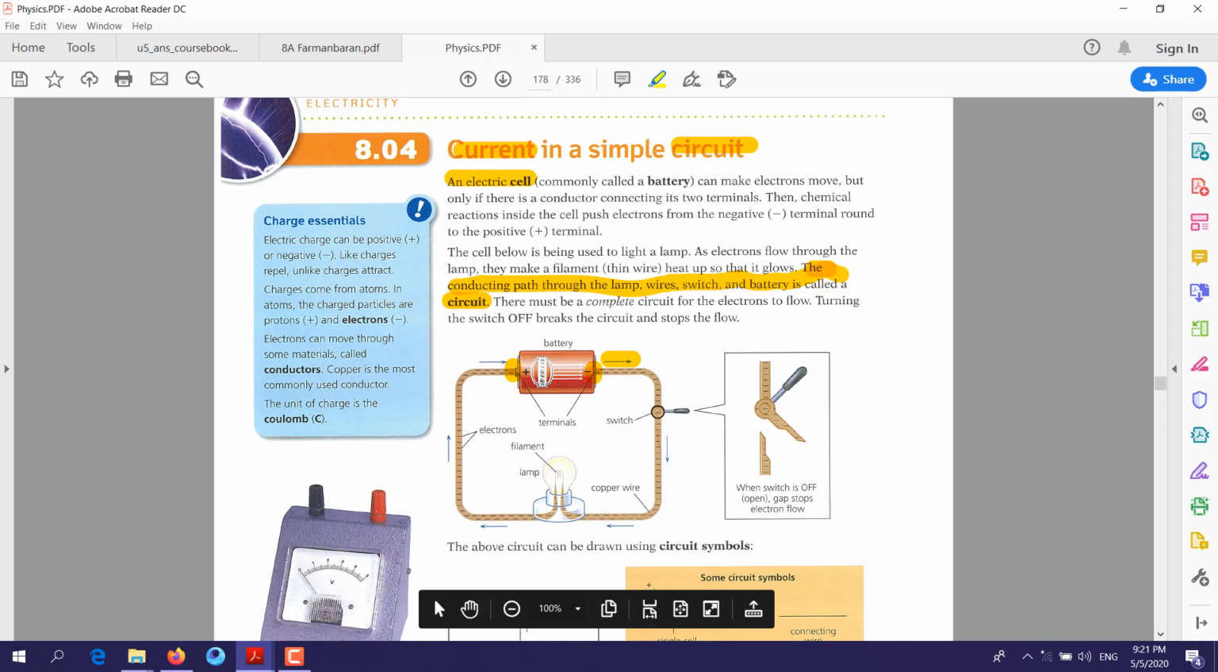But if you switch off, or if you open the switch, now what will happen? The electrons will stop flowing. Why? Because we don't have a complete circuit.